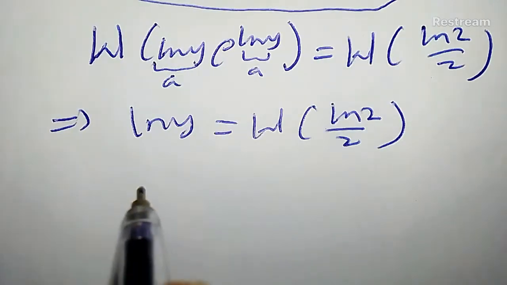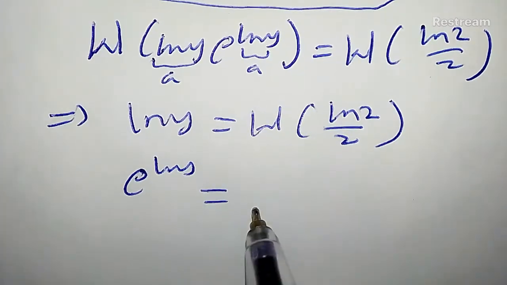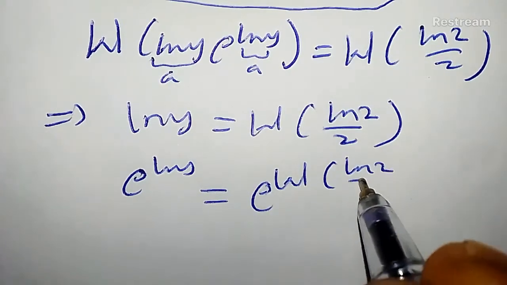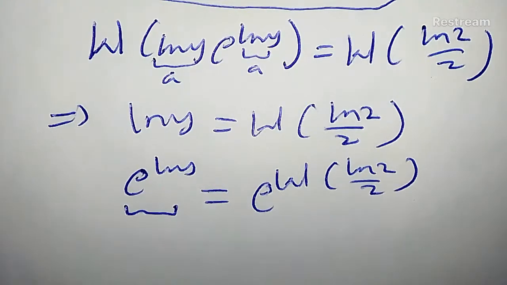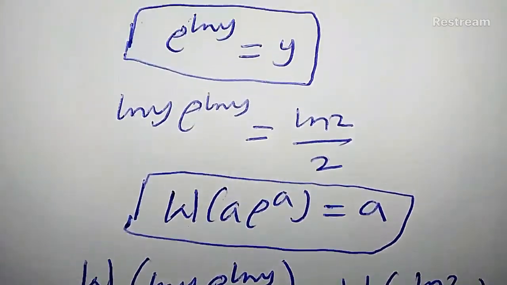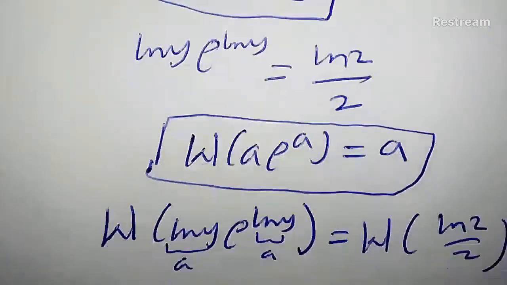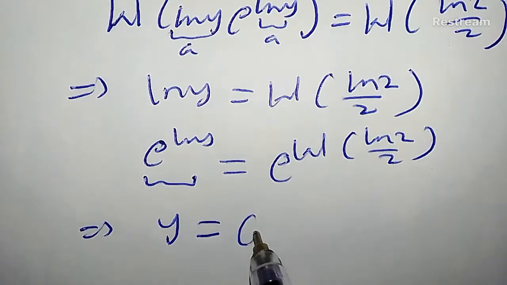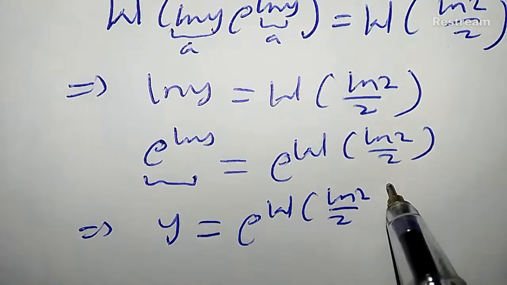Exponentiating both sides, we're going to have e to the power of ln y equal to e to the power of W of ln 2 over 2. But what is this guy? e to the power of ln y. This is exactly what we have here. This assumption, it is y. This implies that y is equal to e to the power of W of ln 2 over 2.